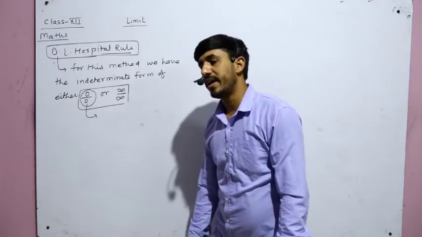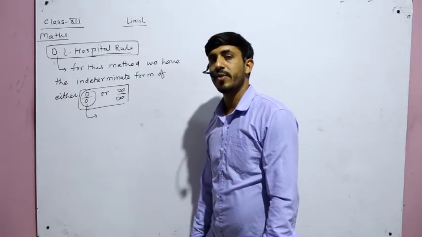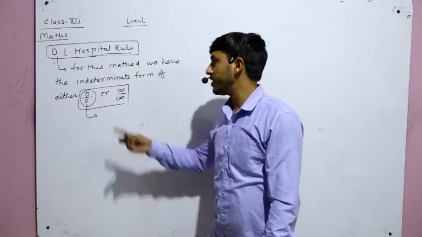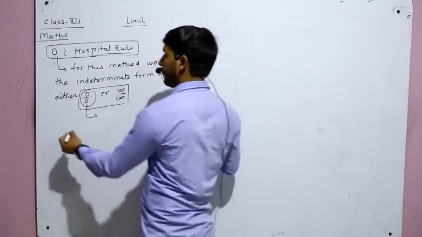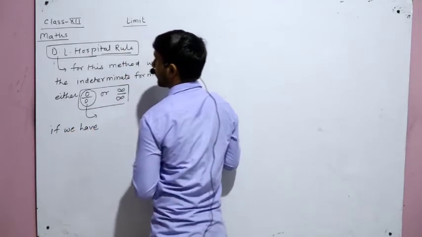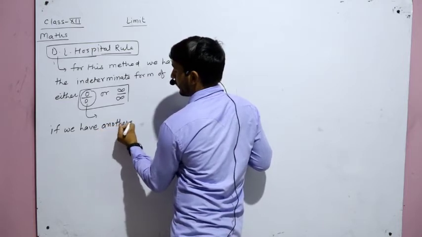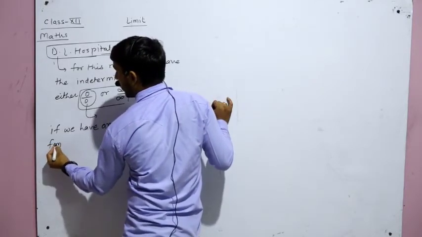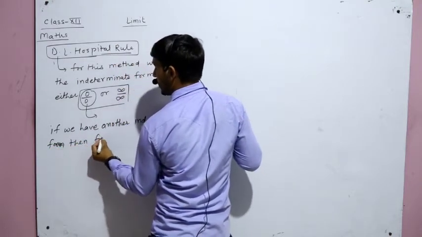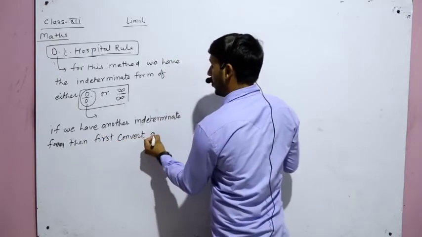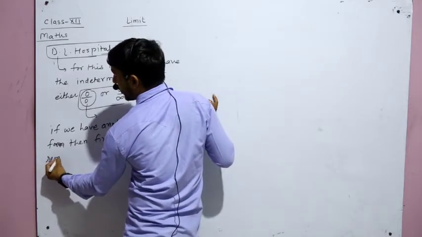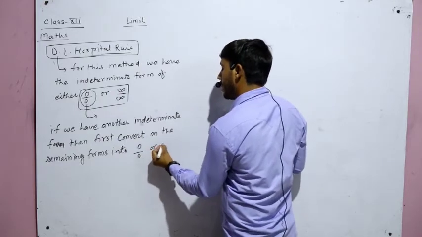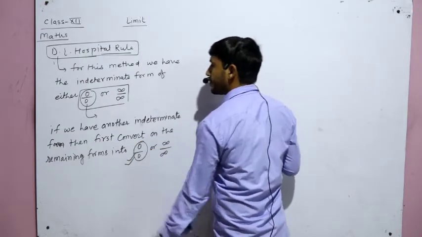If we have another type of indeterminate form, such as infinity minus infinity, 0 into infinity, 1 to the power infinity, infinity to the power 0, and 0 to the power 0, first we have to convert all the remaining indeterminate forms into 0/0 or infinity/infinity.